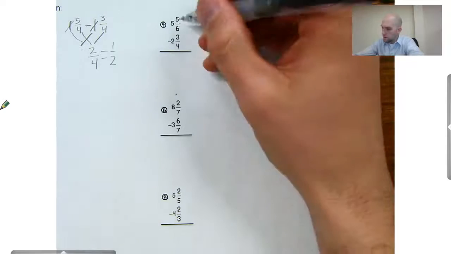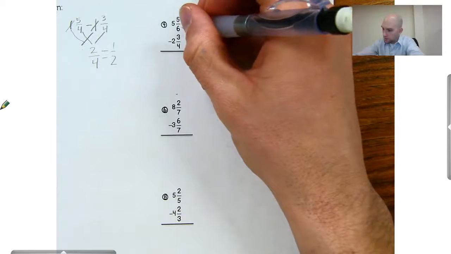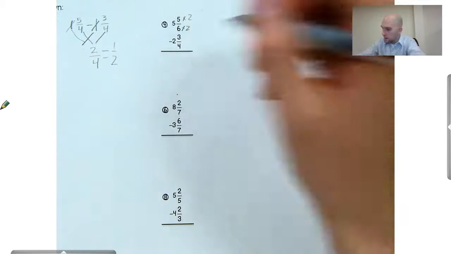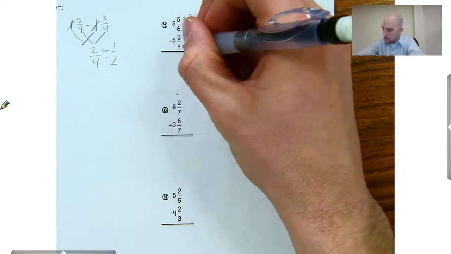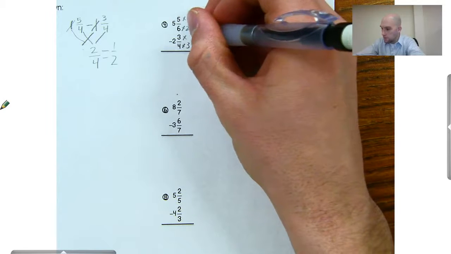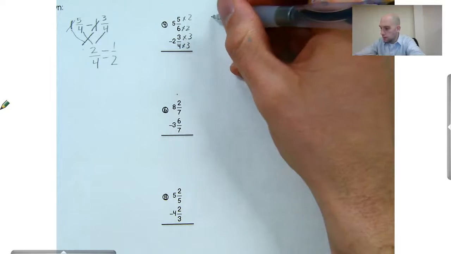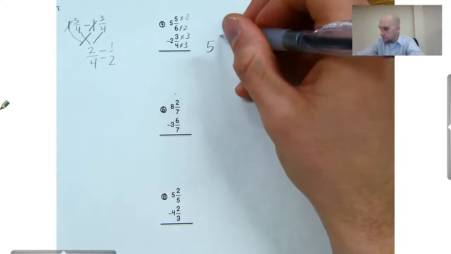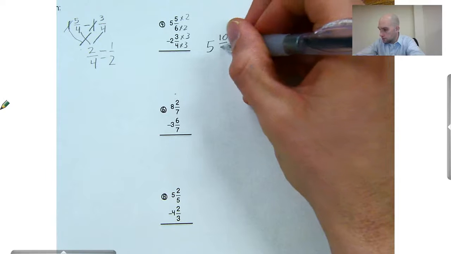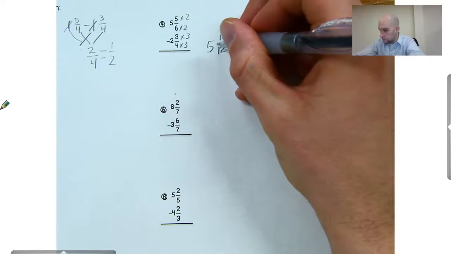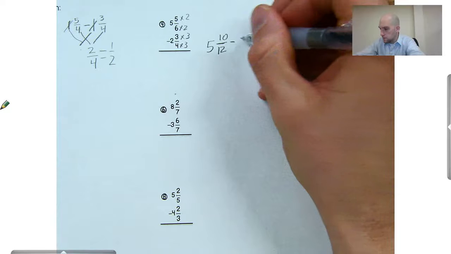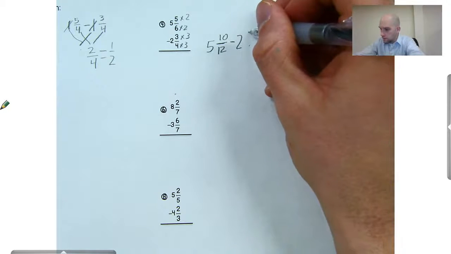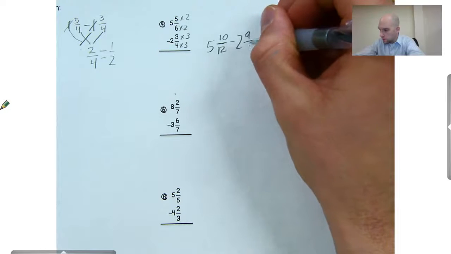And then we need to make both these 12's. 6 is going to be 6 times 2. So we have to do our numerator times 2. And then 4 is going to be times 3 to get to 12. We'll have to do our numerator times 3. So we will end up with 5 10/12 minus 2 9/12.